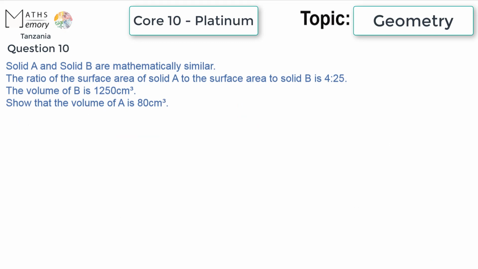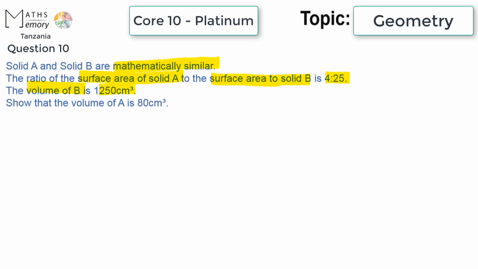So this question is about LOV again, and it's a bit more wordy. Let's read this question over here. Solid A and solid B are mathematically similar. The ratio of the surface area of A and the surface area of B is 4 to 25. The volume of B is 1250 centimeters cubed. Show that the volume of A is 80 centimeters cubed.